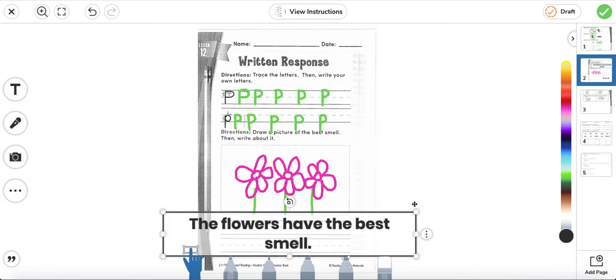Remember, when you're writing a sentence, you need to have a capital letter, punctuation mark, and when you read it, it needs to make sense. Okay, let's move on to the next page.